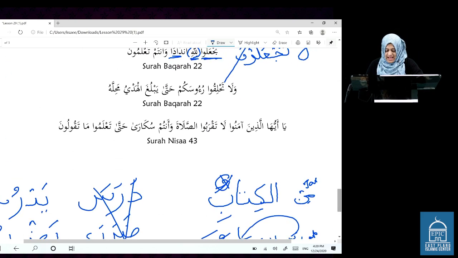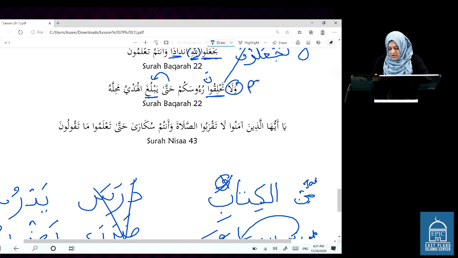Then we have this one: Wala talhiqu ru'usakum. Talhiqu. Halaqa, yahliqu, tahliqu, to shave. Wala tahliqu. So this one again had the noon, right? Do not, it's a command. Do not shave your heads. Hatta, look at this one: Hatta yablugha. It was yablughu, became yablugha. Until the sacrificial animal reaches its place. So this one is a particle of jazm and this one is a particle of nasab in the same ayah.